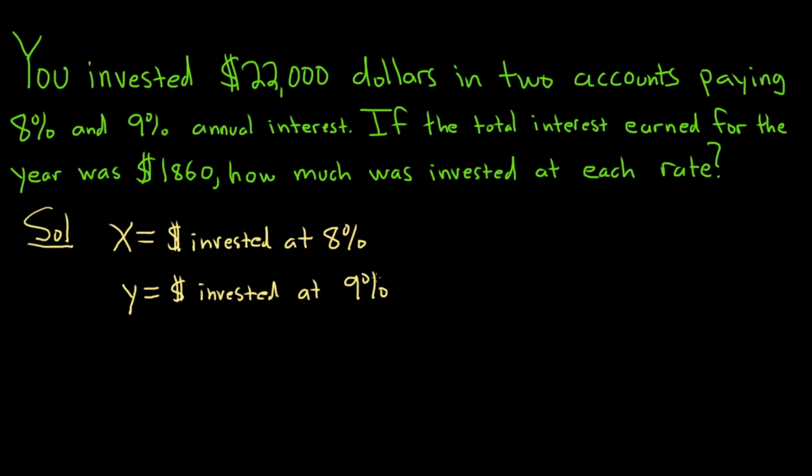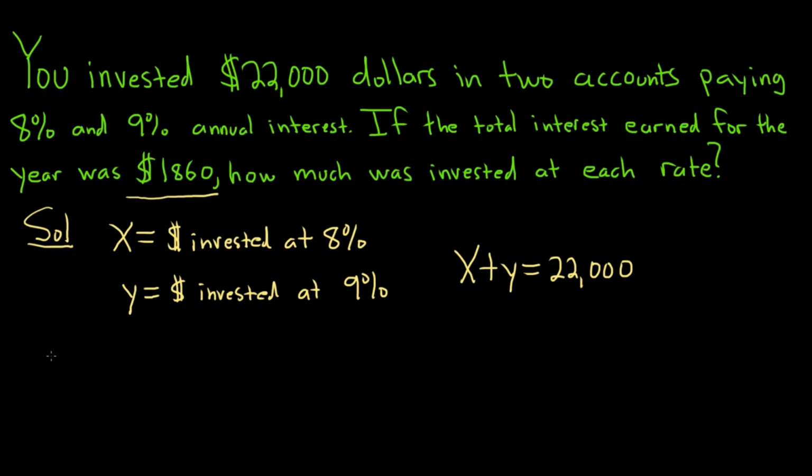And so now we can create some equations with the given information. It says here we invested $22,000 in two accounts. That means that the money invested at 8% plus the money invested at 9% is equal to 22,000. So we know that x plus y is equal to 22,000. Now we need to use the other piece of information, the total interest. The total interest earned was $1,860.